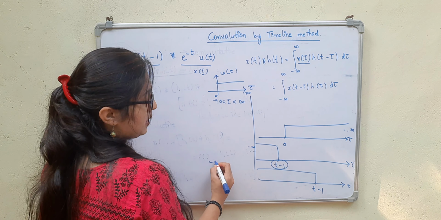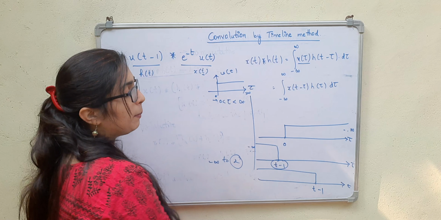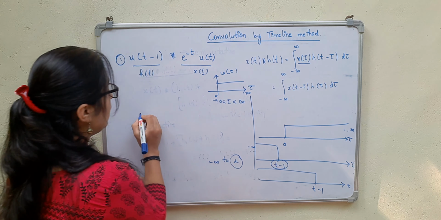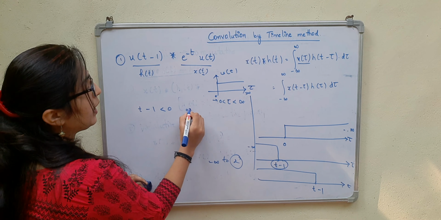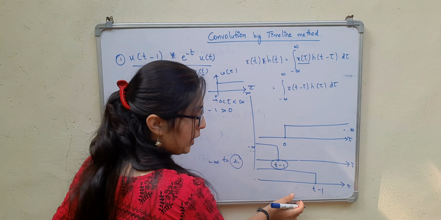If it was like minus infinity to 2, then we were sure about this, right? It was 2. But here it is t minus 1. So I can have t minus 1 less than 0, or I can have t minus 1 greater than 0, right? So these are the two cases.